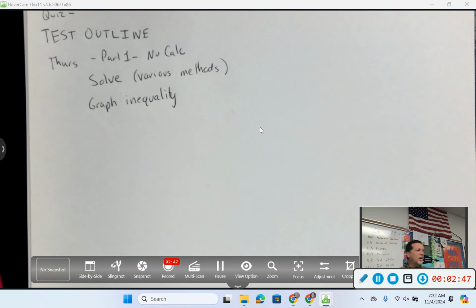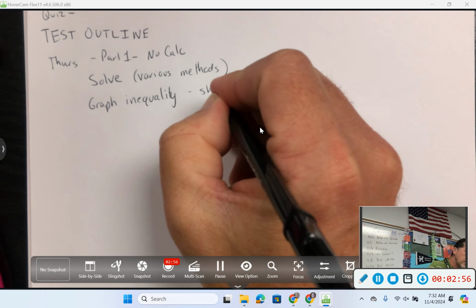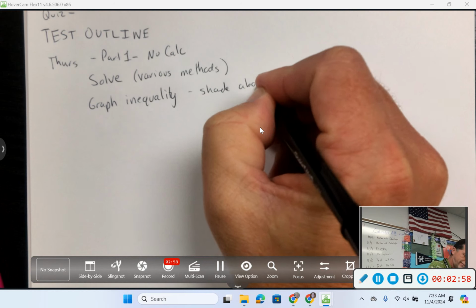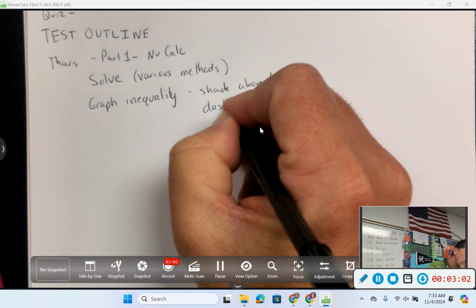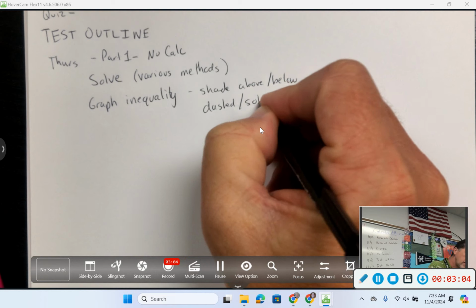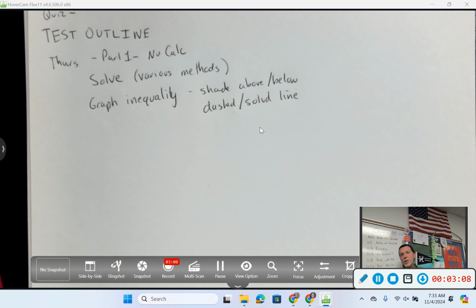All right, graphing inequalities. So what do you have to remember about graphing inequalities? Shade above or below. Yep. Dashed or solid line. Yep. That's like light work. But you can remember. So yeah, shade above or below, dashed or solid line. In addition to obviously being able to graph the parabola itself. And if you divide by a negative, you flip. That's correct. Yep.